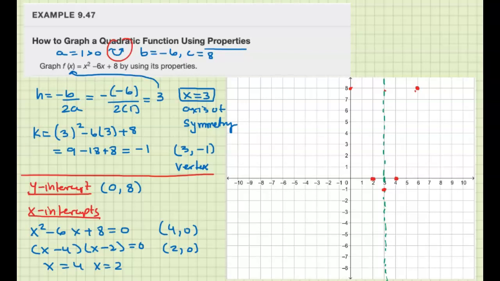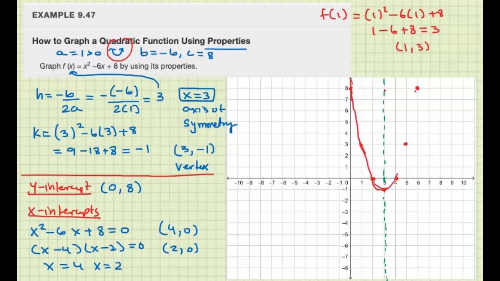Let's see what happens if I plug in x is 1. All right, so if I do f of 1, I get 1 squared minus 6 times 1 plus 8. 1 minus 6 plus 8, this gives me 9 minus 6, which is 3. Okay, so this gives me the point (1, 3). So you get 1 and 3 here, and because it's symmetric, this is 2 units from the axis of symmetry, you can put another point on the other side. All right, good, so this gives me a really nice set of points to work with.